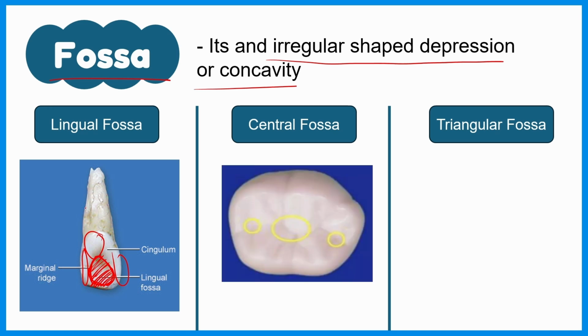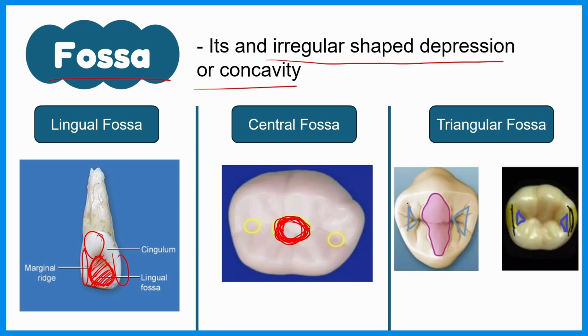Now, second thing, we've got a central fossa. A central fossa is a concavity that can be found on the central part of molars. Oh, sorry, just molars.